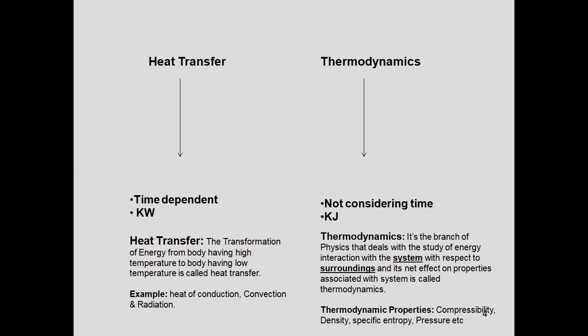In an open system, heat and mass both can be transferred. In the closed system, only heat can be transferred, but mass cannot be transferred from system to surrounding.